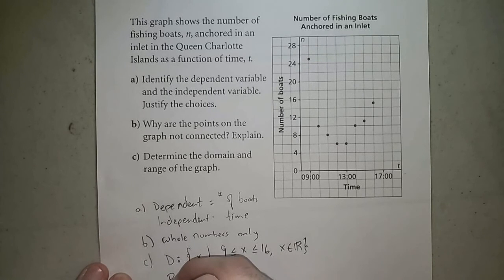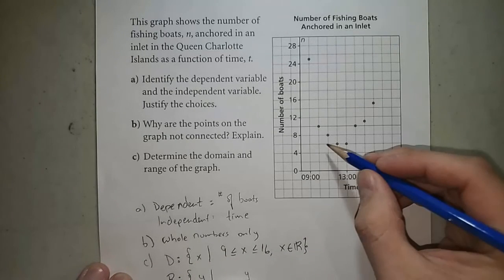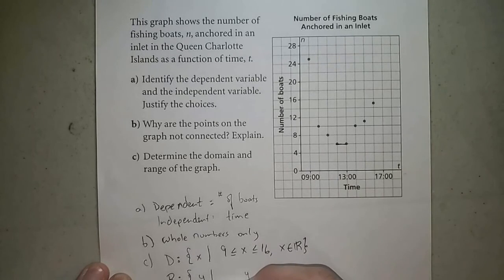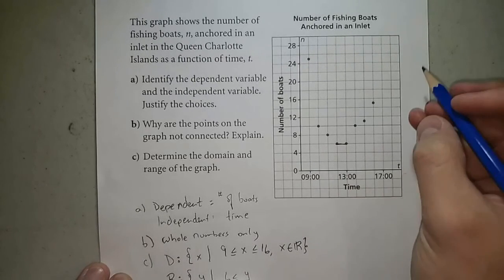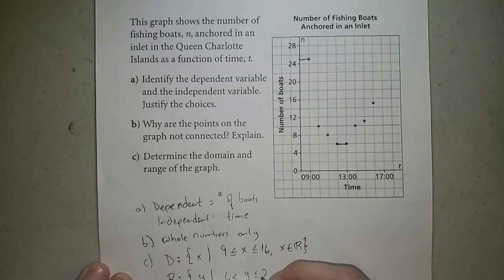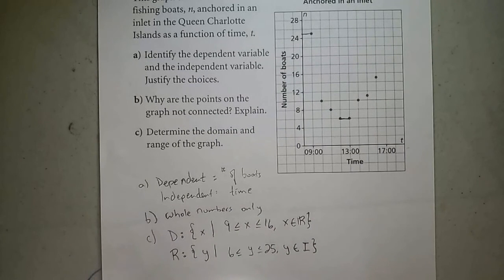Our range, the number of boats, so values of y such that, and we start with our lowest value here, which is 6. And on this graph, our highest value is 25. Y is an element of the integers or the whole numbers because it's talking about the number of boats, right? As I said before, we can't have 1/10 of a boat.